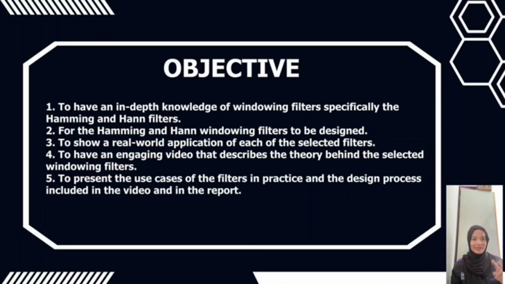Second, for the HANN and HANN windowing filters to be designed, this involves the actual creation of the HANN and HANN windows using mathematical expressions and programming tools such as MATLAB and Python. The design process includes first, applying the formulas to generate the window shapes, second, visualizing the time domain and frequency domain characteristics, and third, analyzing key metrics such as main lobe width and side lobe levels to understand their performance in suppressing spectral leakage.